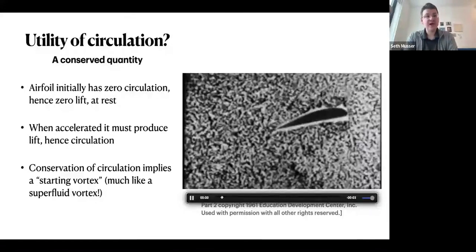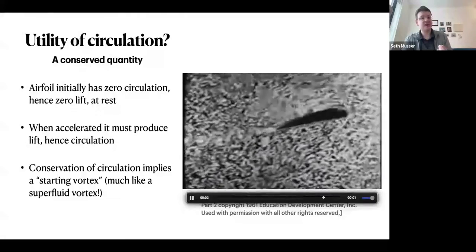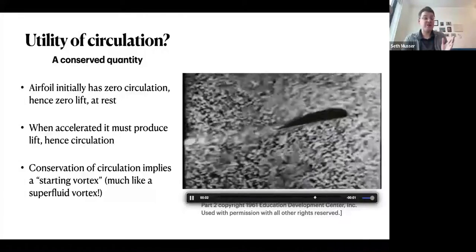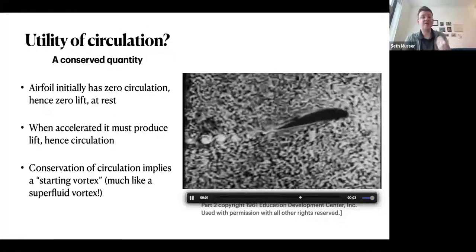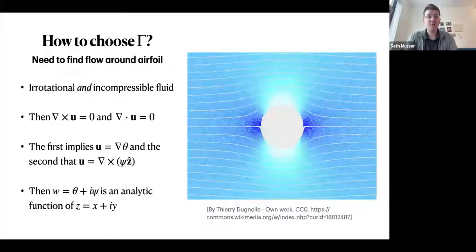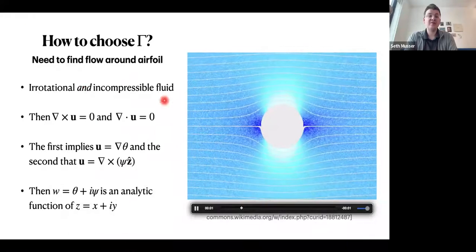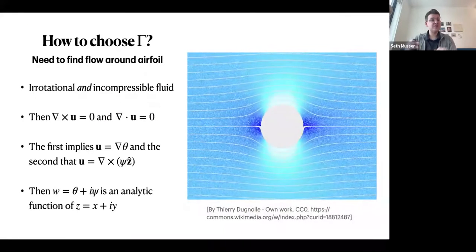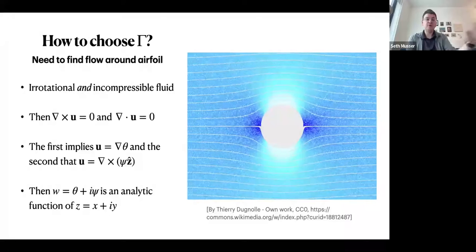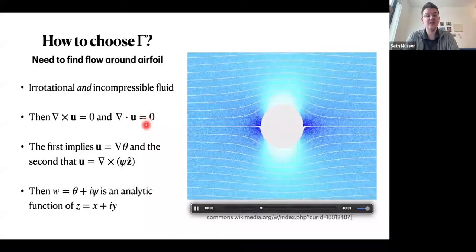Okay, so now we want to think about how we actually choose the specific value of lift. Because it may be the case that we could choose any circulation. How does nature pick a circulation, basically? For that, we need to be a little bit more careful and exact. We'll need to find the flow around the airfoil. Let me just specify the most reductive case: an irrotational fluid, so the curl of the velocity is 0, and an incompressible one, so its divergence is 0 as well.